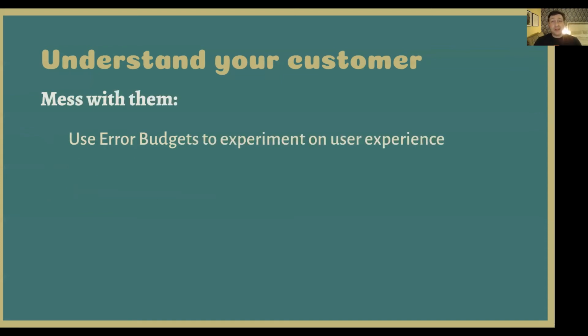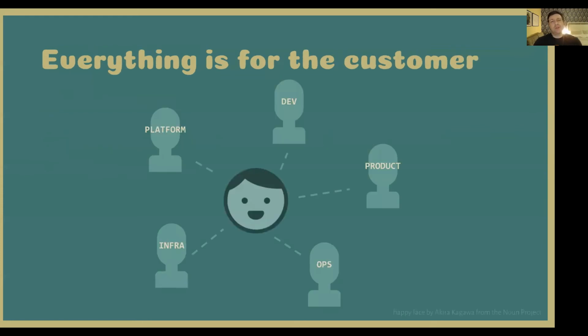Finally, a way to understand our customer is to mess with them. SRE provides for error budgets, and it strongly encourages us to spend them. So we can use these to question our assumptions about the user. What if we doubled the latency? Would anyone actually care? Let's find out. No matter what our job title is, our work is always in service of the customer. We want them to choose our product instead of something else.